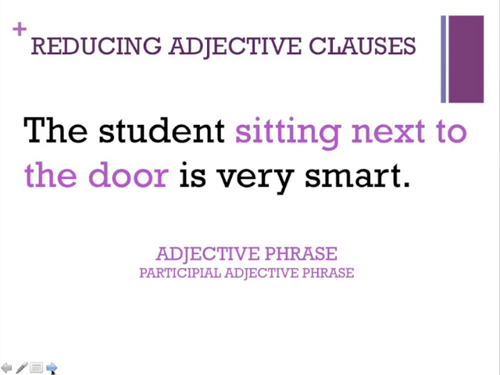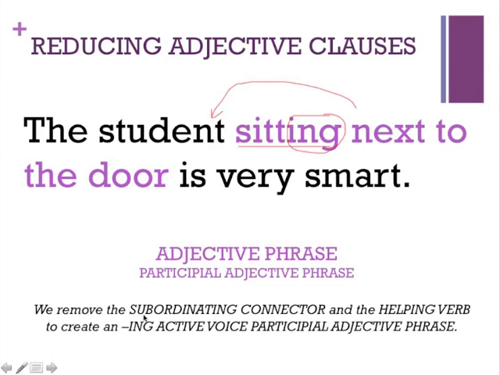Now we've created what we would call an adjective phrase. It's a participial adjective phrase. It's a participial phrase because sitting is a participle form, ing. So in this case, what we did is we made some slight changes, but we left the progressive participle in the sentence. We still have an idea that's describing the word student, though. So notice how we removed the subordinate connector and the helping verb to create what we would call an ing, active voice, participial adjective phrase. And yes, that's a very long expression. Many textbooks might just refer to it as an ing adjective phrase.